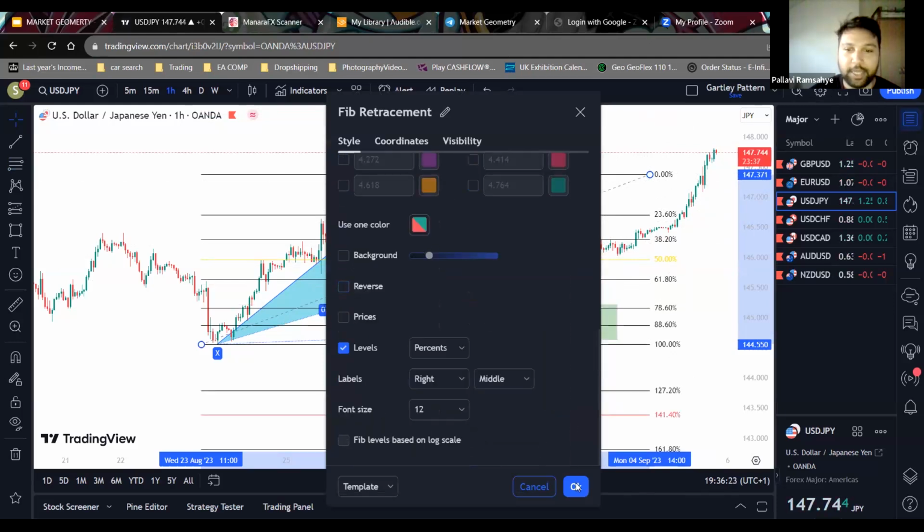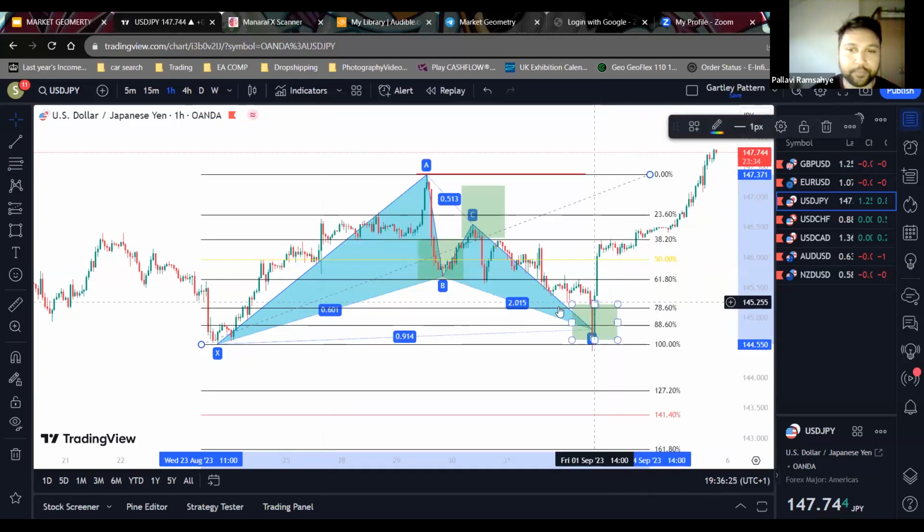I'm going to change that back. So price must push past 78.6%. Okay. And then we can enter the trade.